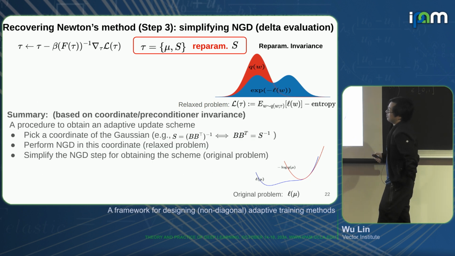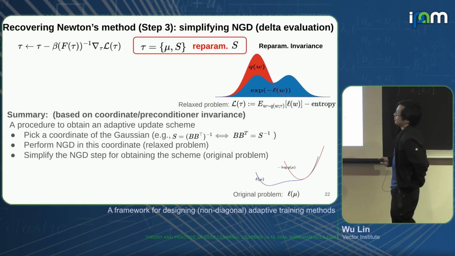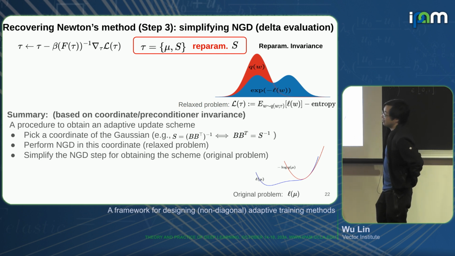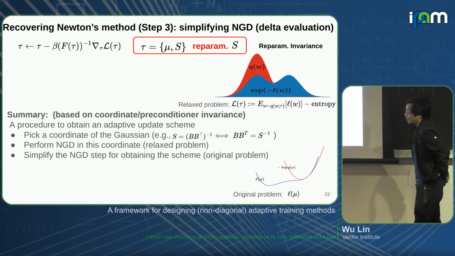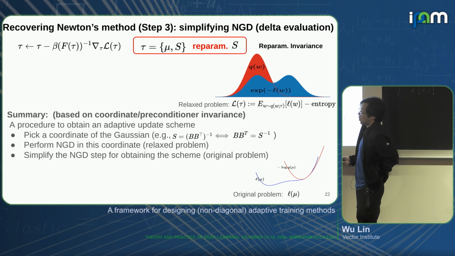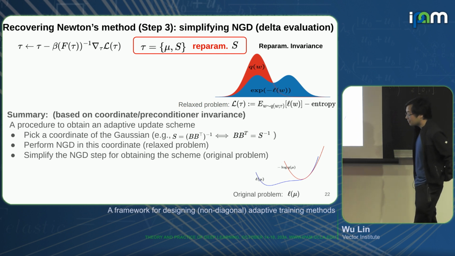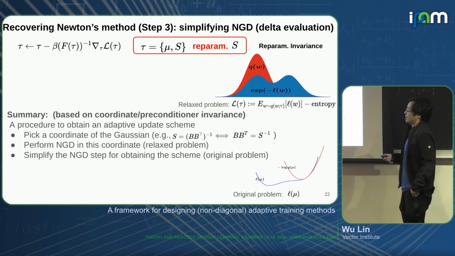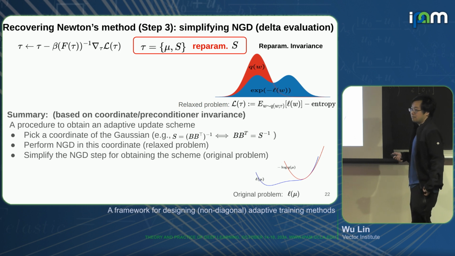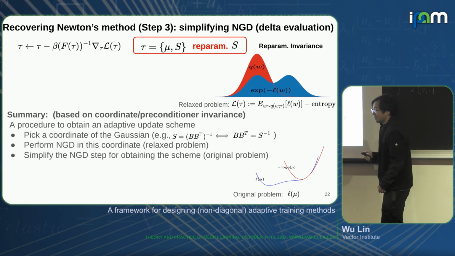But let's first try to summarize. We have described a procedure to obtain an adaptive update scheme. The first step is to pick a coordinate system of the Gaussian. In the next slide, we're going to choose the Cholesky factor of the inverse of S, basically the covariance matrix. Then we perform natural descent in this coordinate system to solve the relaxed problem. Finally, we can simplify the natural step to obtain this update scheme to solve the original problem. So now, any questions? Okay.